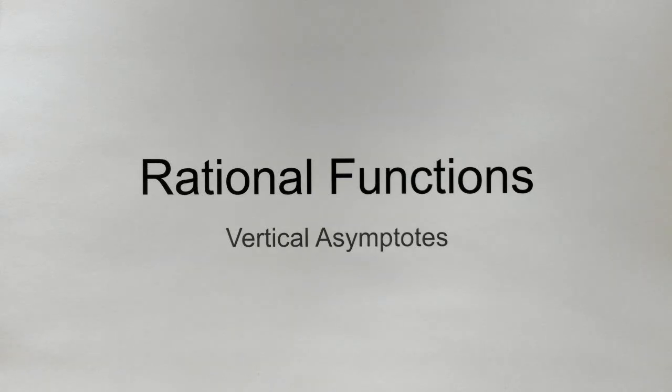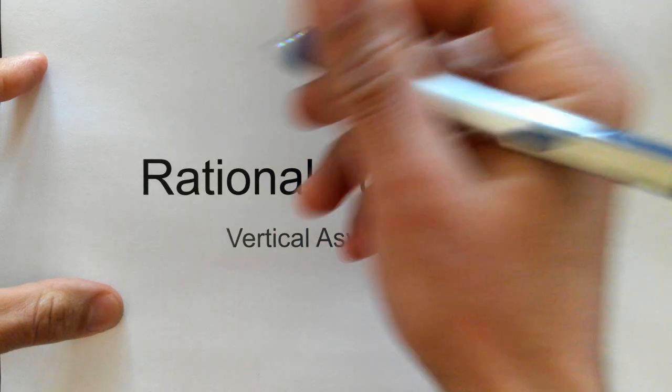Hi, welcome back. In this video, we're going to talk about how we graph a rational function, but specifically focusing on vertical asymptotes. In the following videos, we'll be talking about different attributes of a rational function, like finding the horizontal asymptotes. Here are a couple of things we're going to talk about.